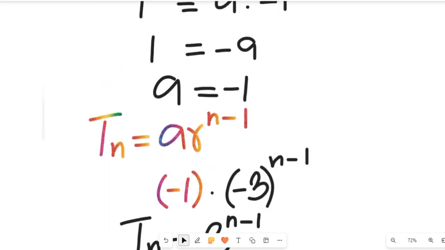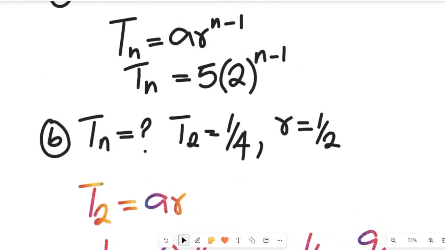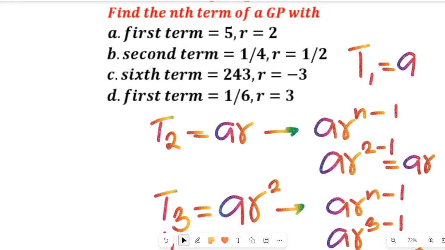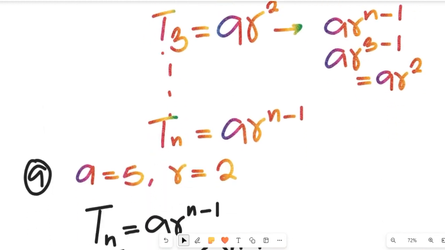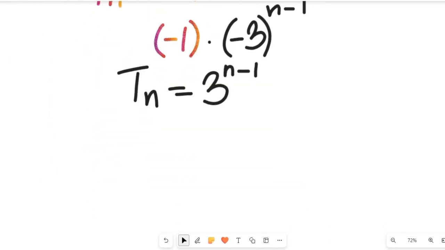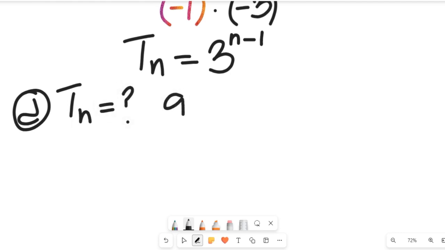Now let's look at the final part, that is D. In the D, we are asked to find the value of the nth term if the first term is 1 divided by 6 and the common ratio is R. Now let's take the final part, D. So in the D solution, we're going to look at the nth term. We don't know what the nth term is, but we are given that our first term is equal to 1 divided by 6 and our common ratio R is equal to 3.